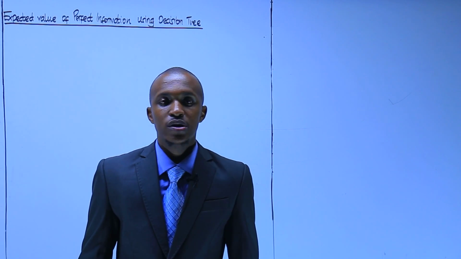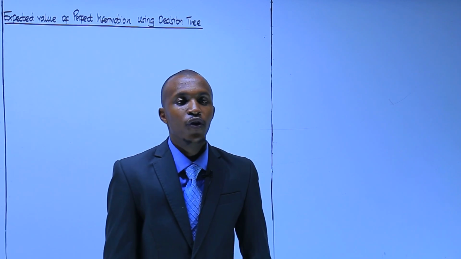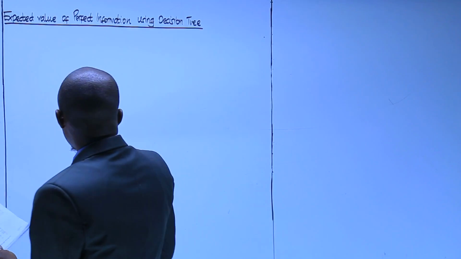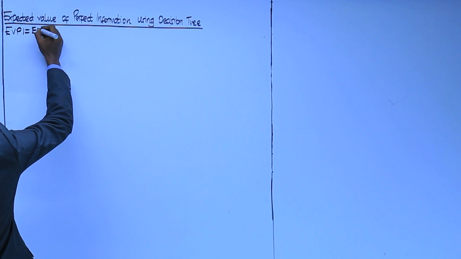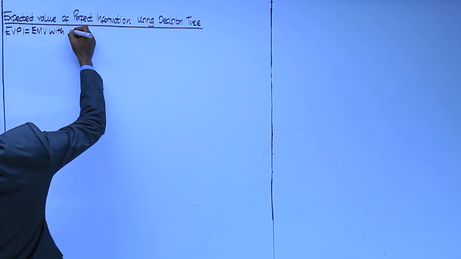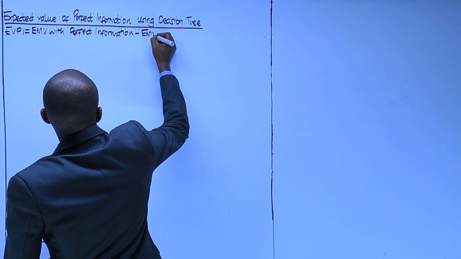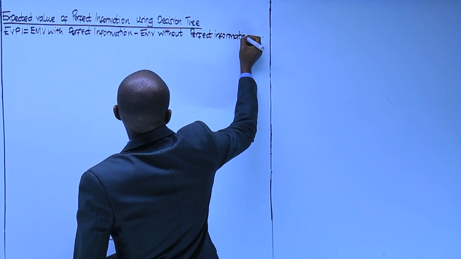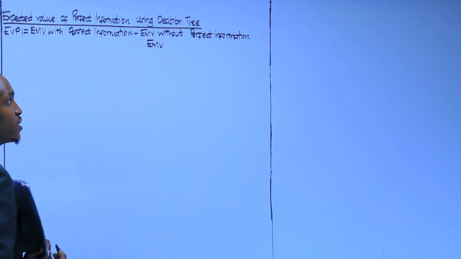And today I want us to use the decision tree approach to determine your expected value of perfect information. Remember, it is given by expected monetary value with perfect information minus expected monetary value without perfect information. But remember, the other name of expected monetary value without perfect information is simply EMV.